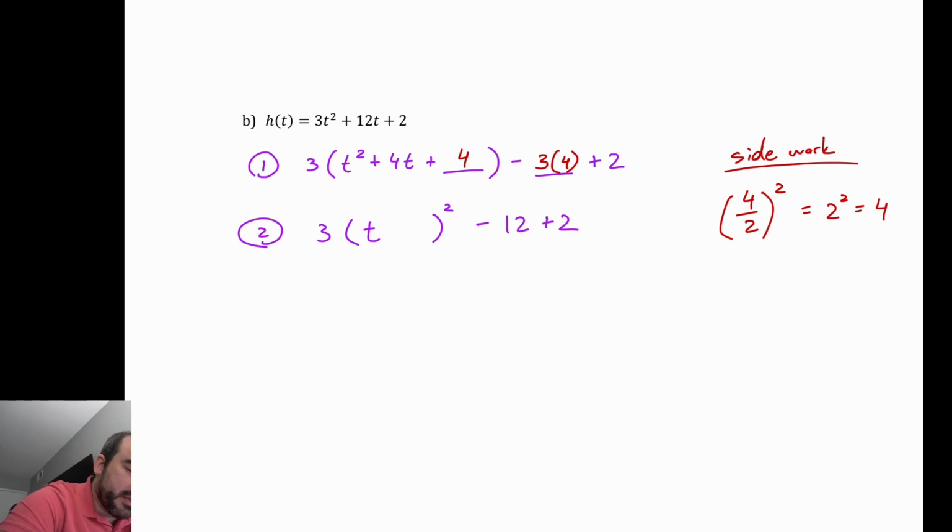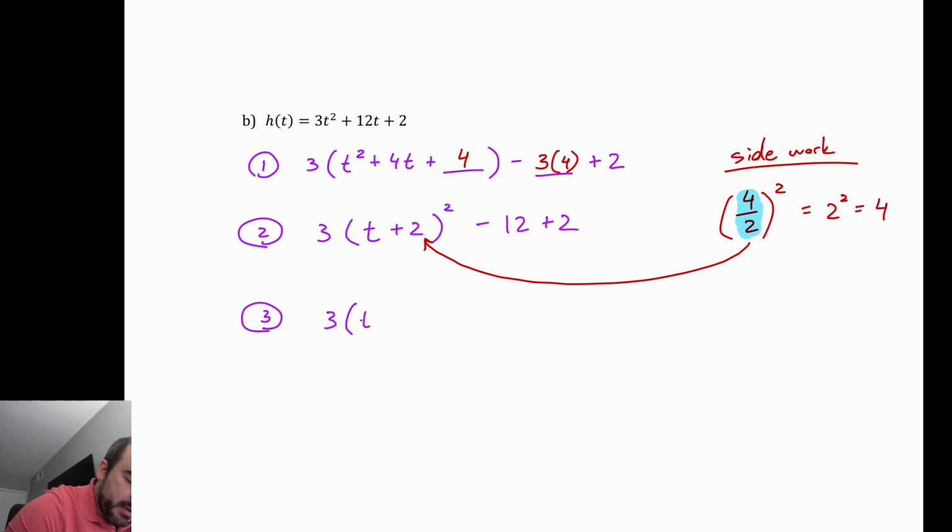So I'm going to highlight that. That value inside of the parenthesis is what goes here. So 4 divided by 2 is 2, so this must be a plus 2. I'm going to draw an arrow from there to there so you know where that 2 came from. It's always going to be what's in that parenthesis. And then finally we can write our answer here in the third step. We have 3 times (t plus 2) squared minus 10.